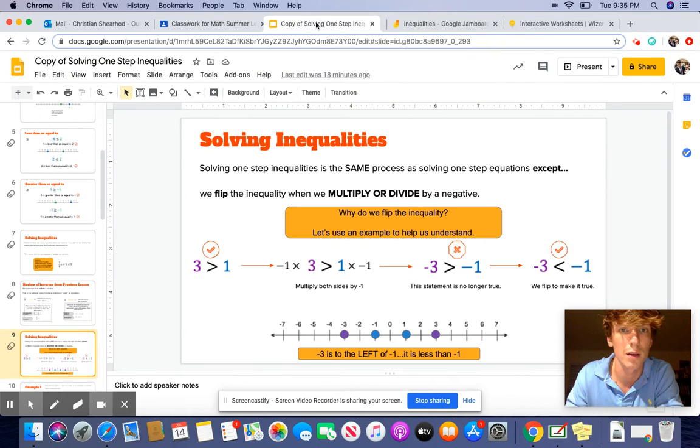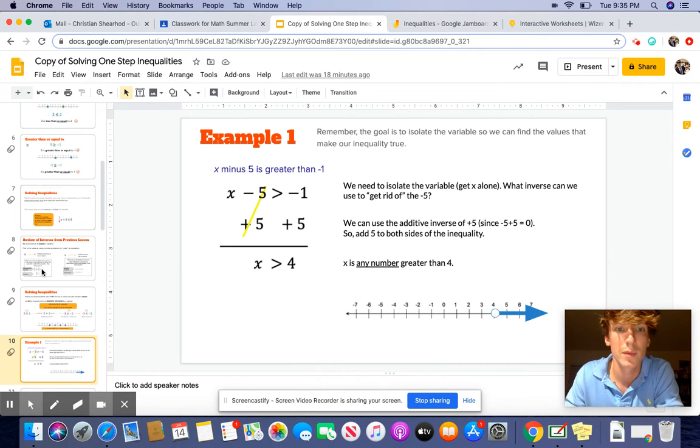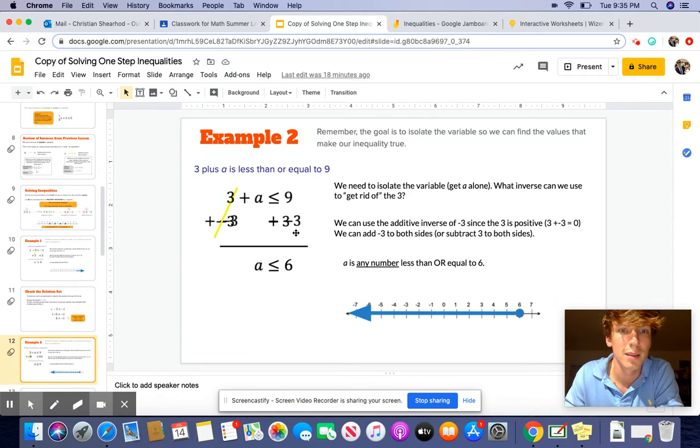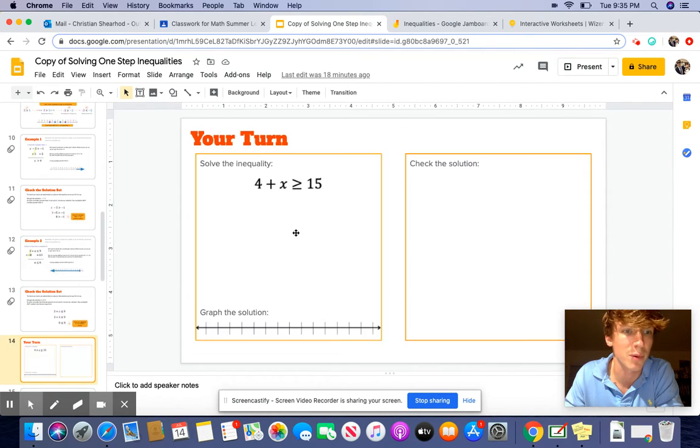Back to our PowerPoint. So when you multiply or divide by a negative number, we're going to flip it. Are we multiplying or dividing right here by a negative? No. So in this case, we wouldn't do it. Just got some examples. Okay, let's go ahead and jump into this.